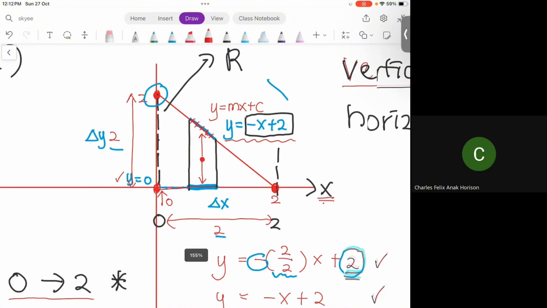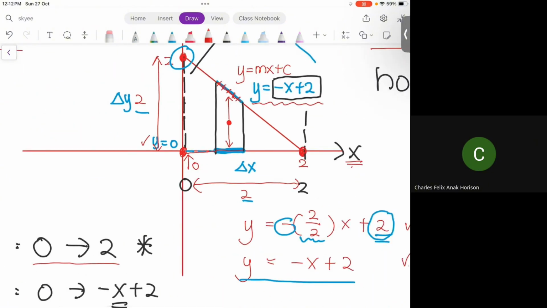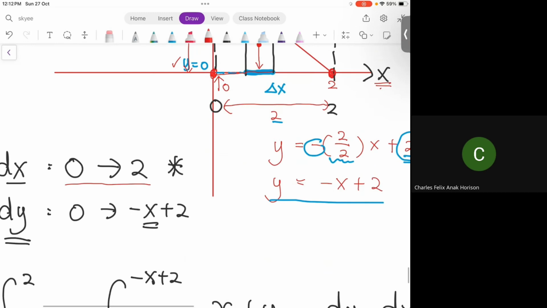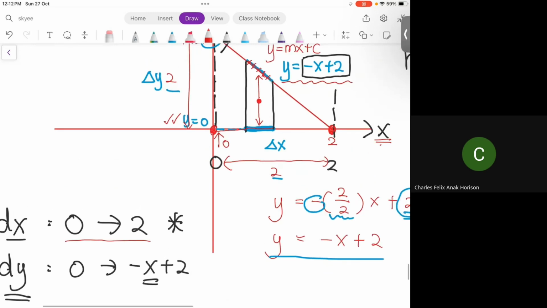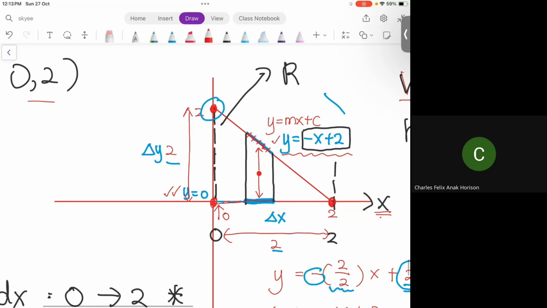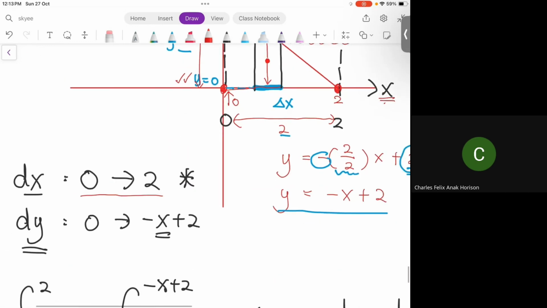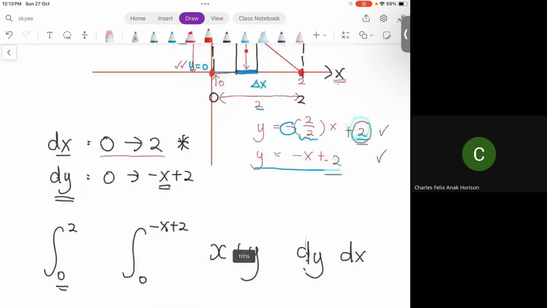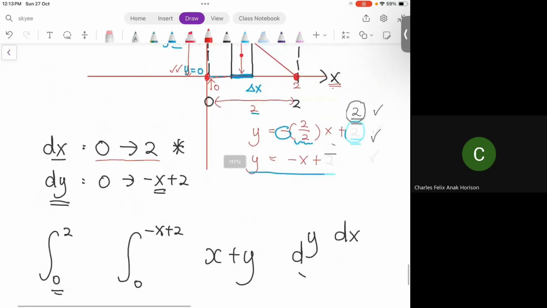Okay, so now I have the interval for my y already, which is from 0, 0 is this point, until the equation of the straight line. And you just copy this one, okay? Negative x minus 2, because you want to define the dy. Okay, so that's why we have this. Now we plug them into the equations.